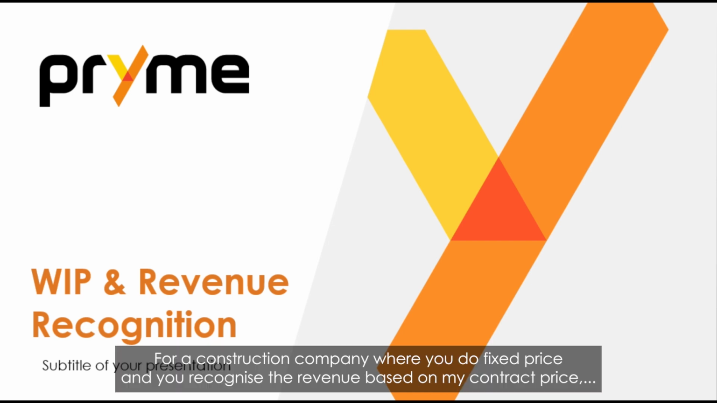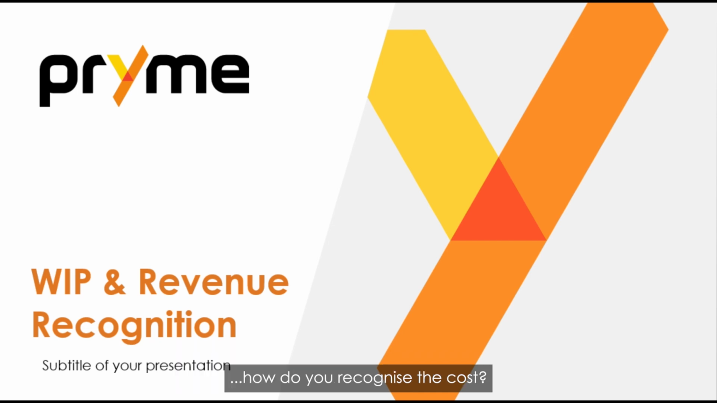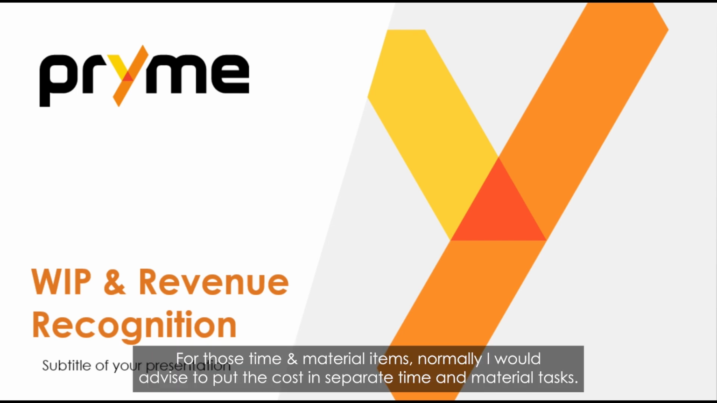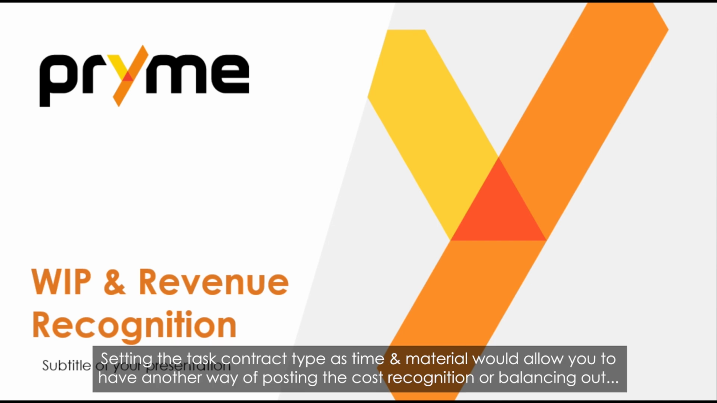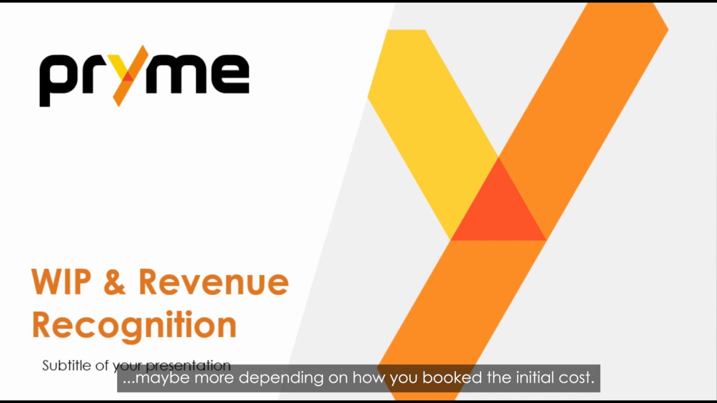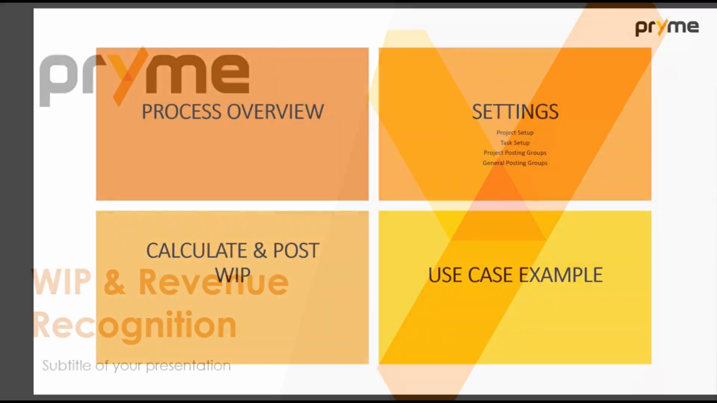For a construction company where you do the fixed price and you say, I recognize the revenue based on my contract price, how do you recognize the cost? Then for those time and material items, normally we advise that you put the cost in separate time and material tasks. You say the task contract type is time and material. That will allow you to have another way of posting the cost recognition, or balancing out maybe more, depending on how you booked the initial cost.